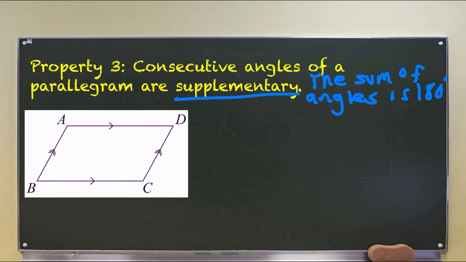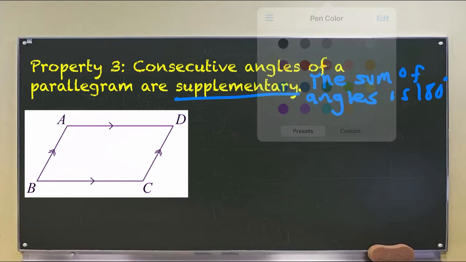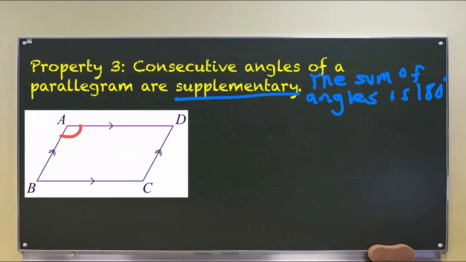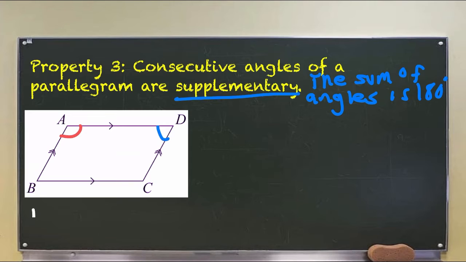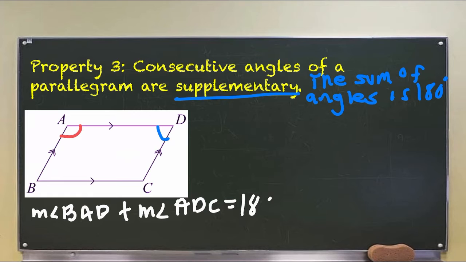Kapag hindi opposite, yun ay consecutive. So, let's look at this closely. So, we have BAD and we consider also ADC. So, for example, we have BAD and ADC. Pag inadd natin yan, ang sagot ay 180. M angle BAD plus M angle ADC is equal to 180.